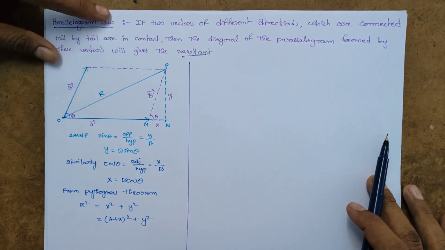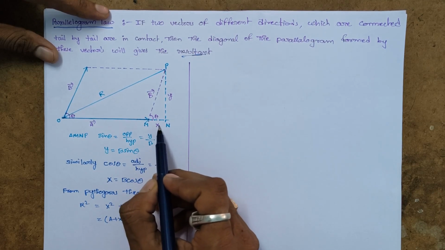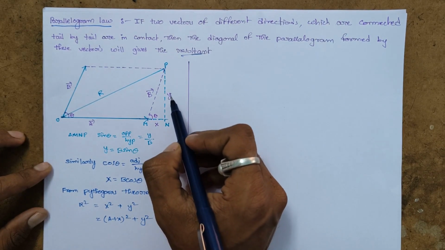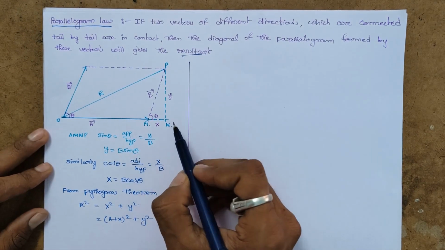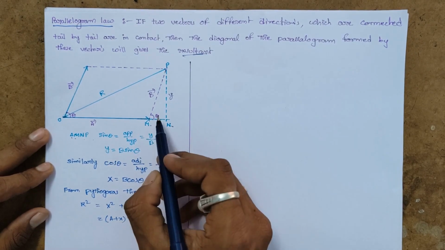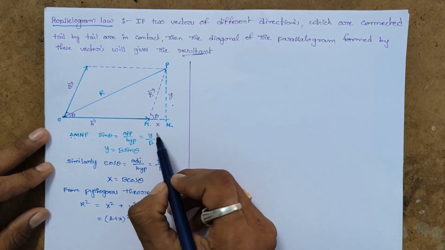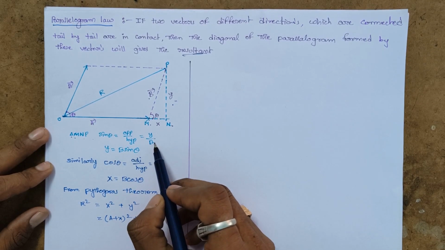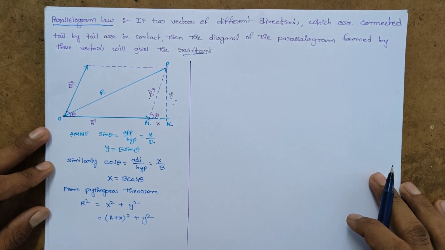Okay, now look at this diagram. From this place to here I'm extending; let us assume that is the x component, and I'm taking one vertical component, that is y. Now here, triangle MNP. What is the sin theta formula? Sin theta means opposite side by hypotenuse. Here opposite is y, hypotenuse is b. So sin theta is equal to y by b. From this, y is equal to b sin theta.